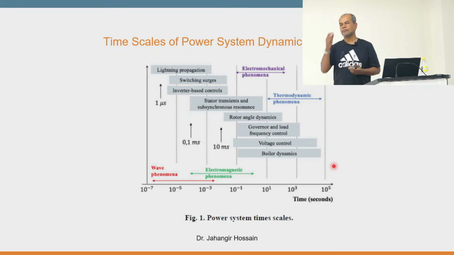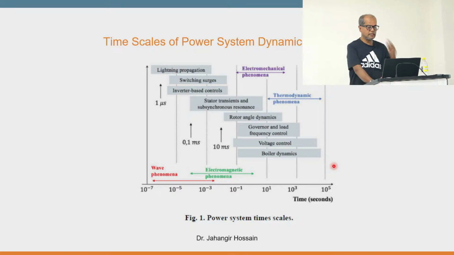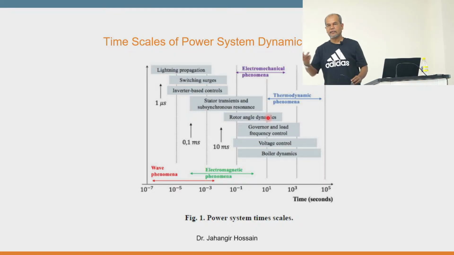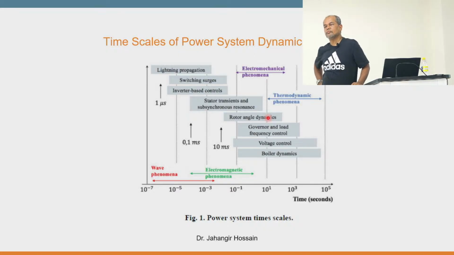For example, if you are more interested in seeing power electronics dynamics, then you have to model in this time frame, and you need to do an electromagnetic simulation, not an electromechanical one. The electromechanical is only for rotor angle dynamics. If you do an RMS simulation, that will never capture the power electronics dynamics in your simulation.